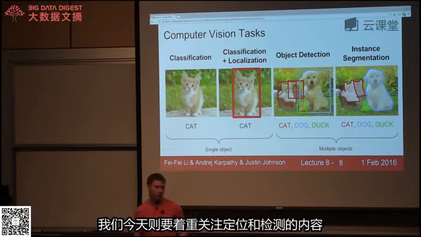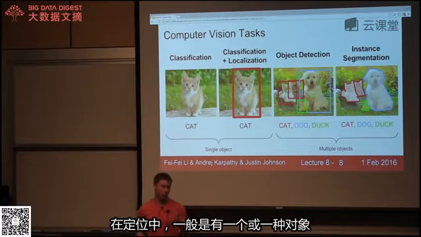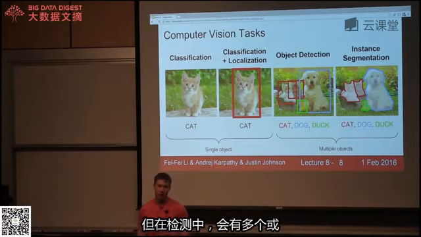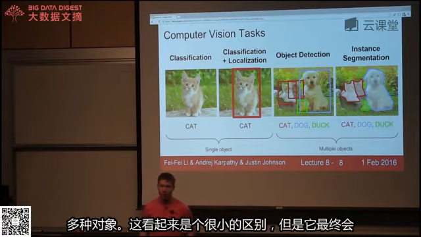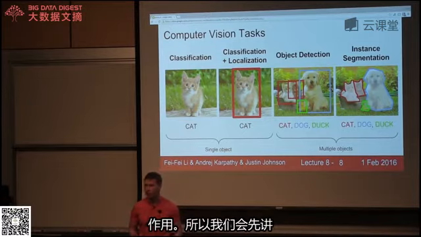And we're going to really focus on these localization and detection tasks today. And the big difference between these is the number of objects that we're finding. So in localization, there's one object, or in general, a fixed number of objects, whereas in detection, we might have multiple objects or a variable number of objects. And this seems like a small difference, but it'll turn out to be pretty important for our architectures.